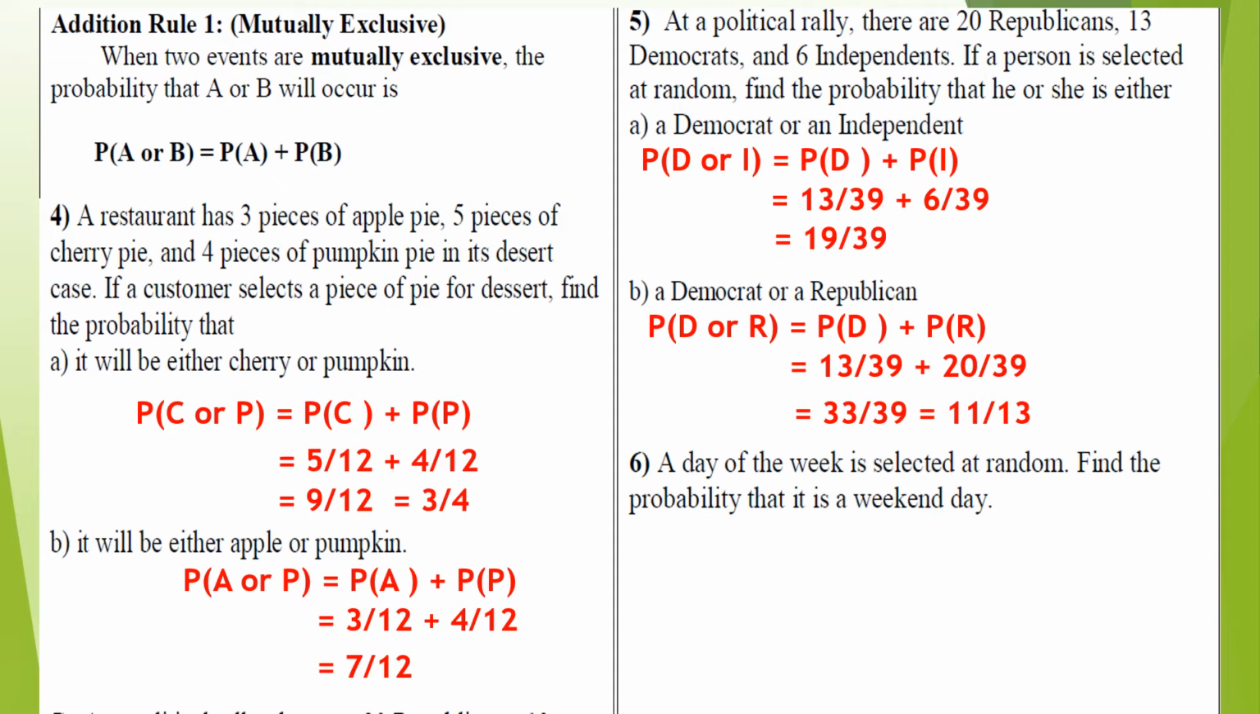Number 6. A day of the week is selected at random. Find the probability that it is a weekend day. So weekend, Saturday or Sunday. Saturday or Sunday equals the probability it's Saturday plus the probability it's Sunday. So this is 1 over 7 plus 1 over 7 equals 2 over 7.